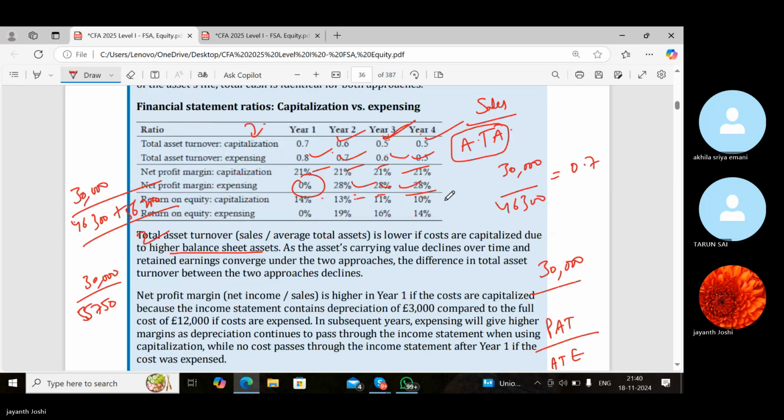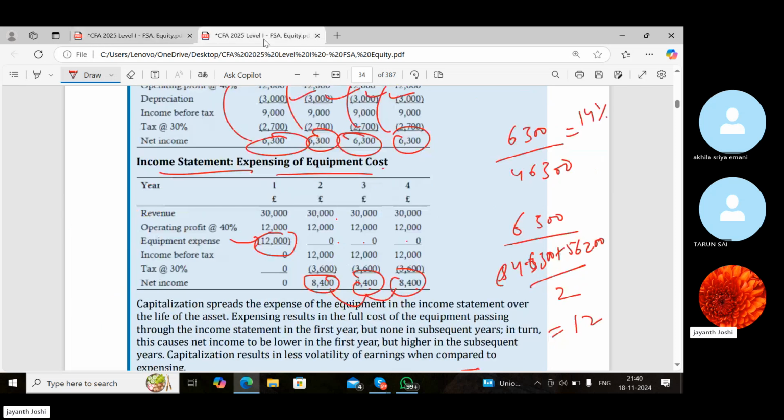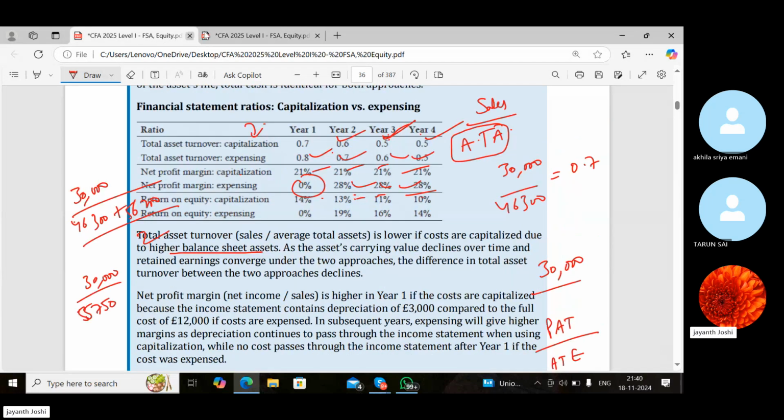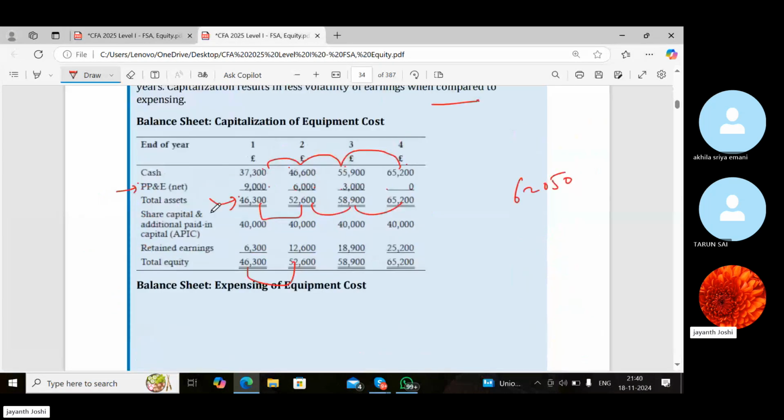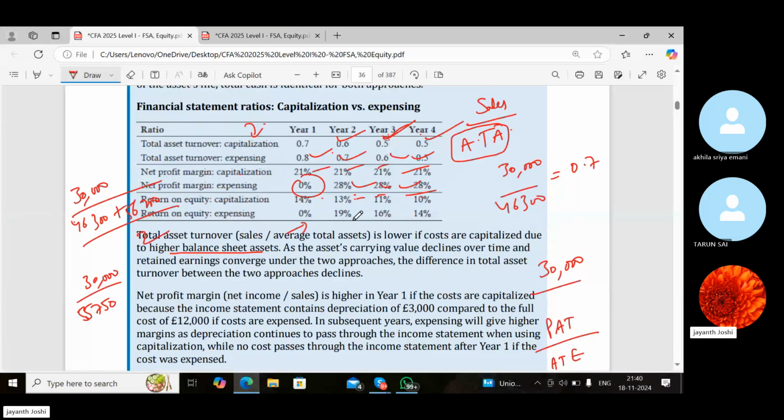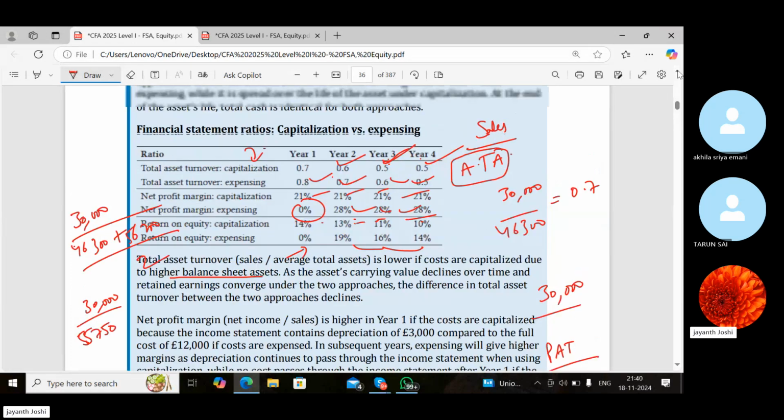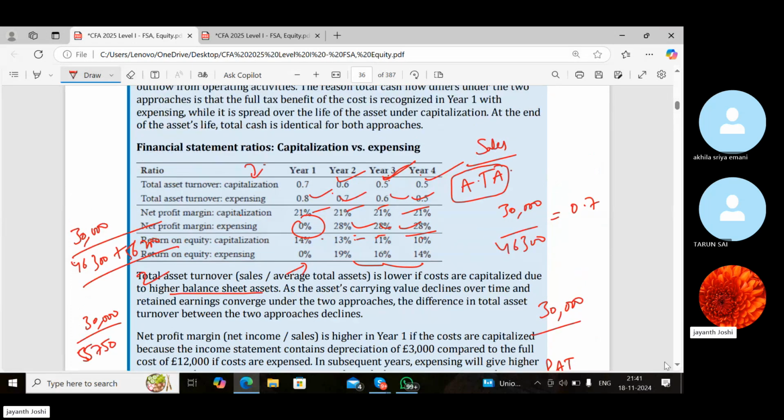Why will the ratio decrease? Your incomes are the same every year, but your equity, when we average it, is probably increasing every year in capitalization. So that's the reason the ratio will decrease. And here, the first year is 0, and then the ratio will decrease because again the denominator will increase. So this is what we were seeing that day.